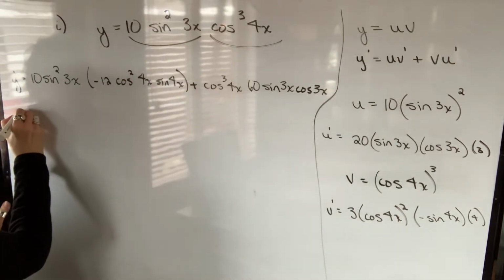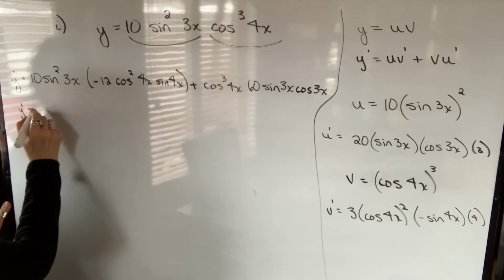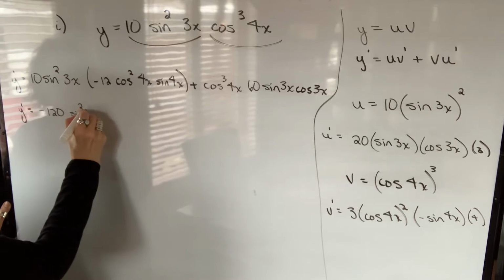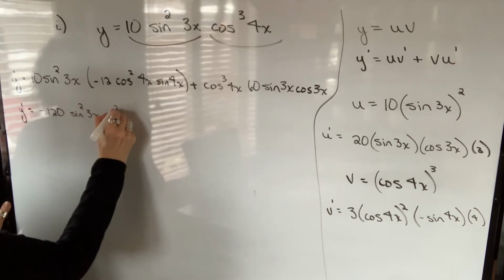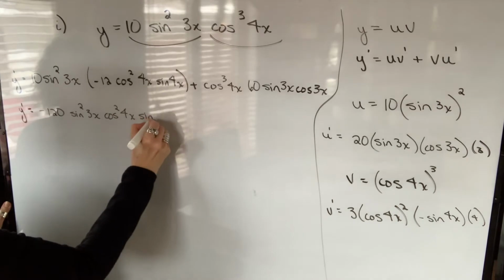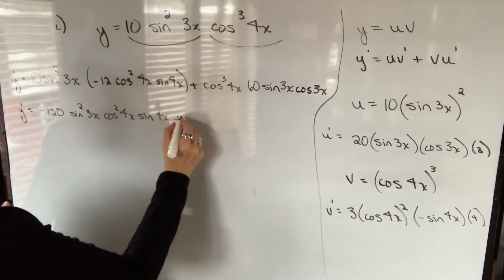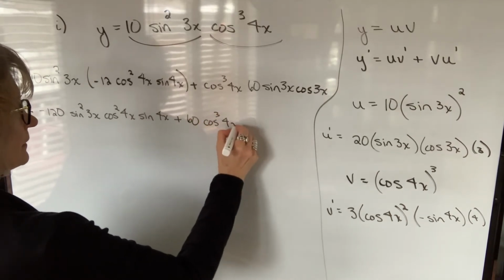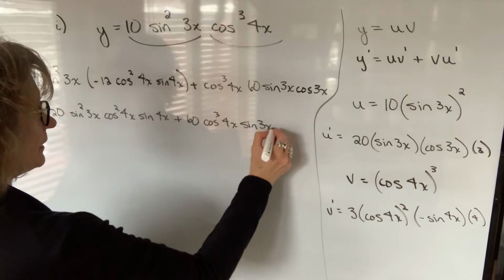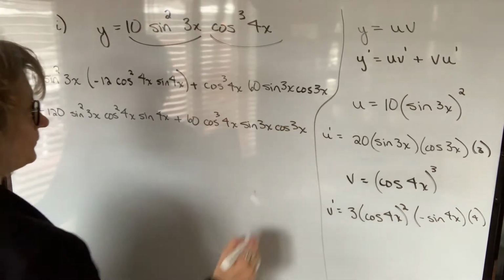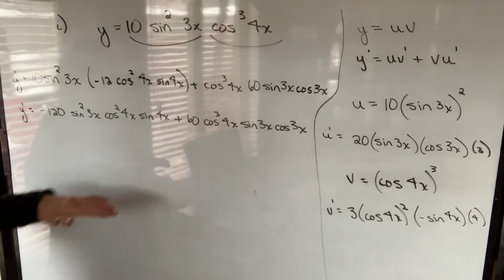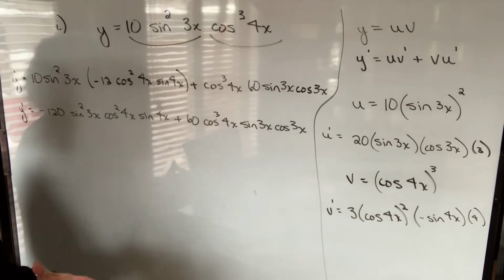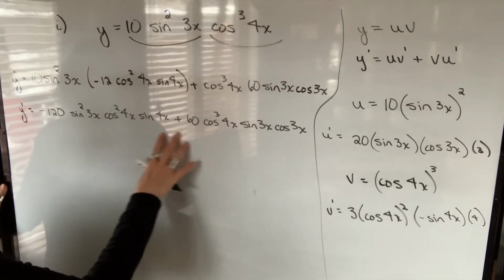Let's just clean it up and see what we've got. 10 times negative 12 is negative 120. I have sine squared 3x, cos squared 4x, sine 4x. Plus 60 cos cubed 4x times sine of 3x times cos of 3x. I would be fine with it left like this. It depends what you're expected to do. Maybe you'll be expected to factor.